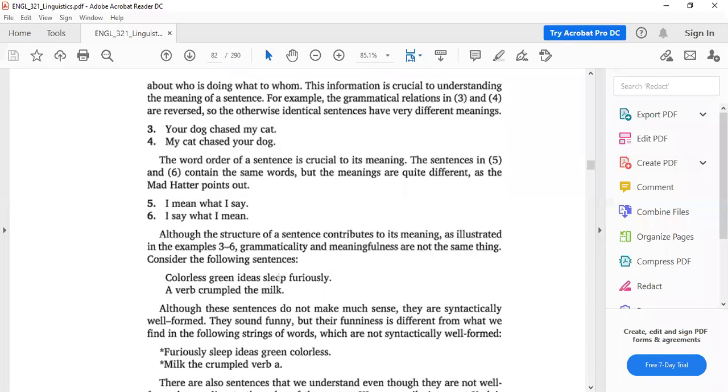Yes, the adverb. What's the problem with the adverb? It should modify the verb, but it doesn't. No. The adverb could come after the verb. This is right. The problem is the meaning of the adverb. Syntactically speaking, there is no problem with having the adverb after the verb. This is correct. And furiously modifies sleep.